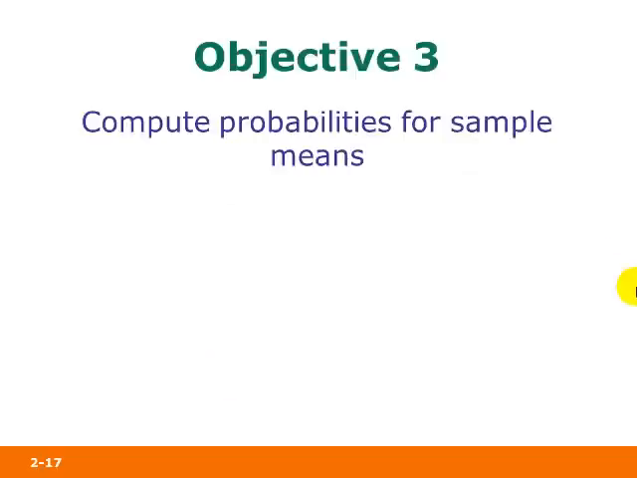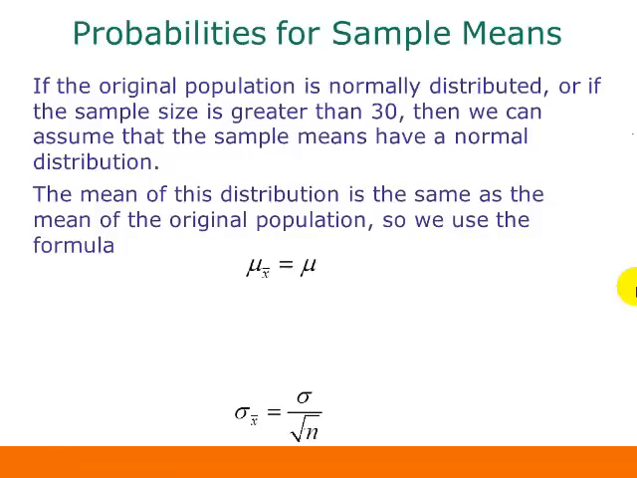Objective 3 is to compute probabilities for sample means. And this is going to use the same ideas that we used back in Chapter 7 for finding probabilities when we have a normal distribution. So again, if our original population is normally distributed, or if we have a sample size greater than 30, then we can assume that our sample means have a normal distribution.